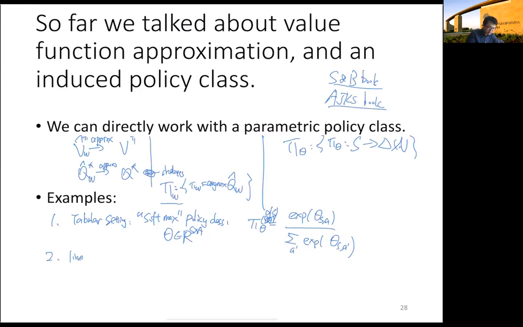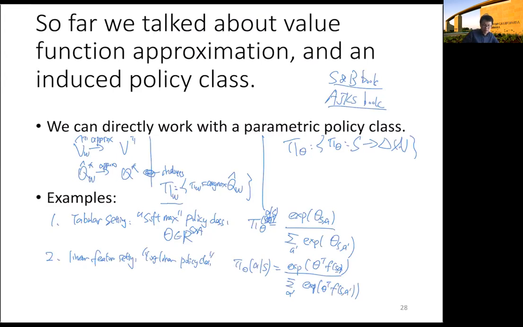And in the linear feature setting, we can consider the log linear policy class using the same soft argmax transformation. We can say pi theta of A given S to be exp of theta transpose of F of S A, where F is some kind of a feature map of the SA pair, and then I can divide this by the normalization constant, summing over A prime, and that gives me similarly a probability distribution and a particular policy that the algorithm can follow.